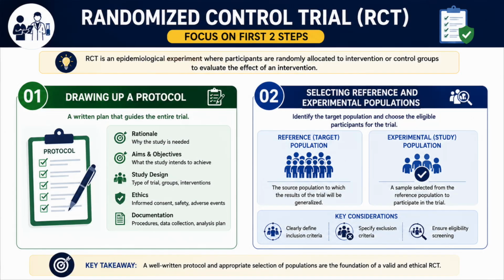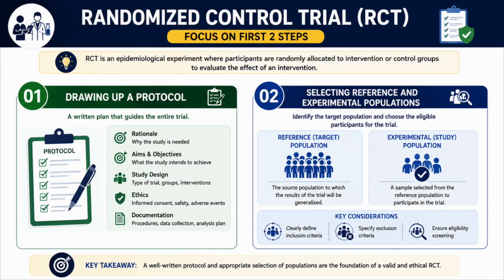The next step is selecting the study population. First, the reference population is identified. This represents the larger population to whom the results will eventually be applied. From this, the experimental population is selected. These are the actual participants who satisfy the eligibility criteria and provide informed consent to participate in the study. Proper selection of participants is essential to ensure that the study findings are both valid and generalizable.